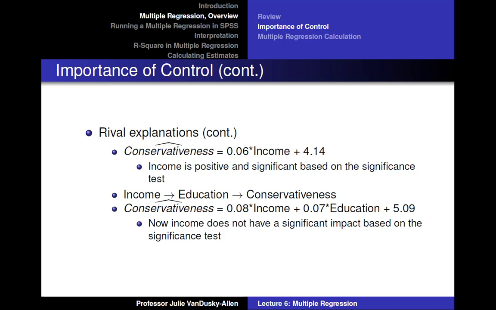In this case, income is acting like a proxy variable for education in the model. It may look like people with higher incomes are more conservative, but that is only because people with higher incomes are more educated, and more educated people are more conservative. If this is the case, when we run a multiple regression model, income may become insignificant and education significant, meaning that education influences conservativeness, not income.